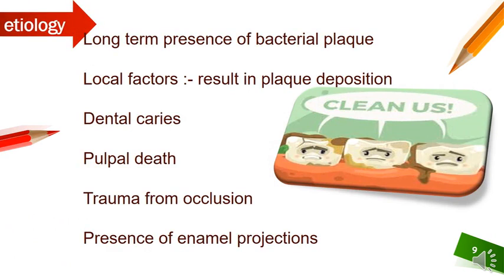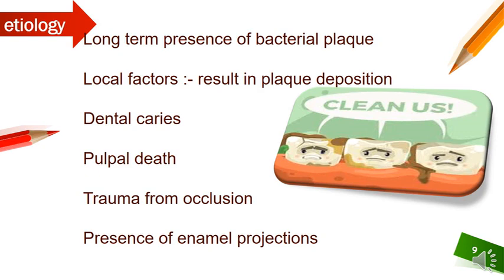We have different reasons for the involvement of the furcation, starting with the most important one, which is the long-term presence of bacterial plaque. As we all know, bacterial plaque is the most common and the most important factor of periodontal diseases, including furcation involvement. When it deposits on the tooth and proceeds to the gingival tissue and then to the furcation, it will lead to furcation involvement.